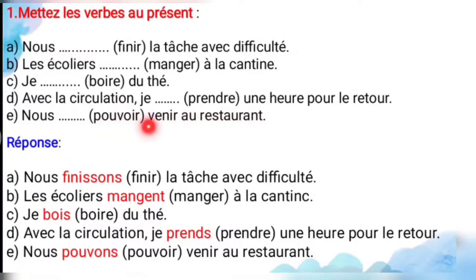And next, nous dash pouvoir venir au restaurant. Here pouvoir means what? To be able, can. What is the conjugation for this? Pouvons. Nous pouvons venir au restaurant. So we can come to the restaurant. So this is the first exercise, which is based on the verb conjugation.